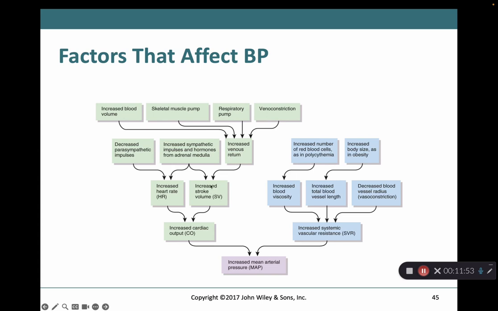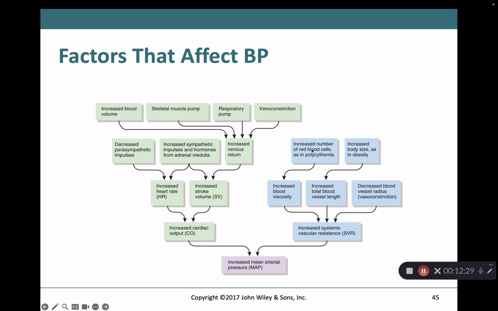Okay. This would increase our stroke volume, as well as if we had increased sympathetic impulses or hormones from the adrenal medulla, like our adrenaline, right? This would increase stroke volume as well and increase our cardiac output. Things can also increase our heart rate, like those sympathetic impulses. Or if we have increased sympathetic impulses or decreased parasympathetic impulses, these would both increase our heart rate and therefore increase our cardiac output, increasing our mean arterial pressure. Okay, so this would increase our blood pressure.